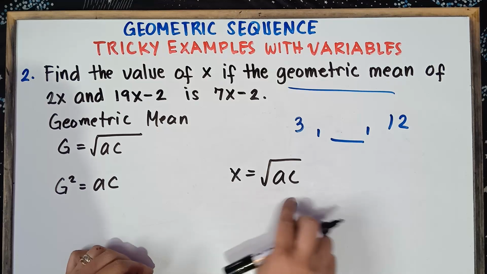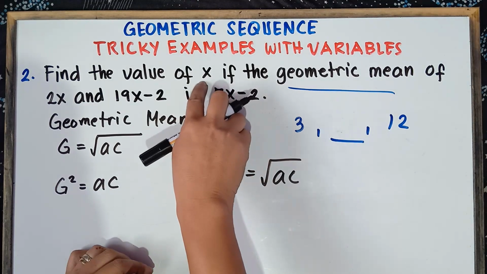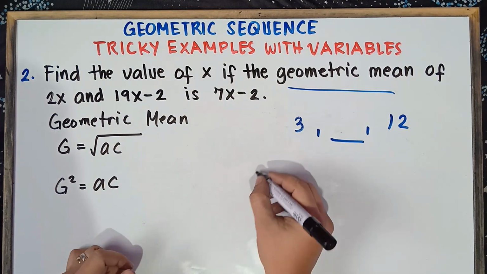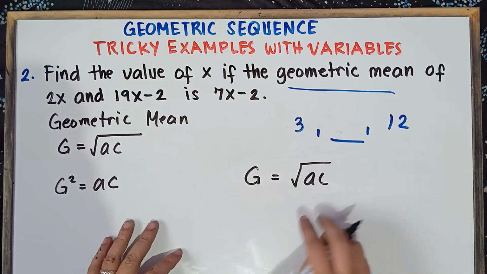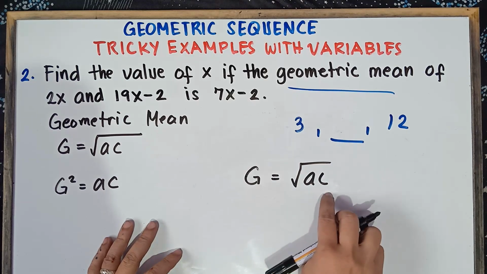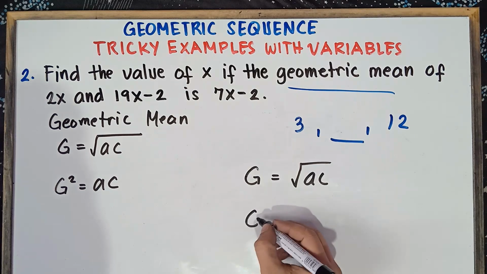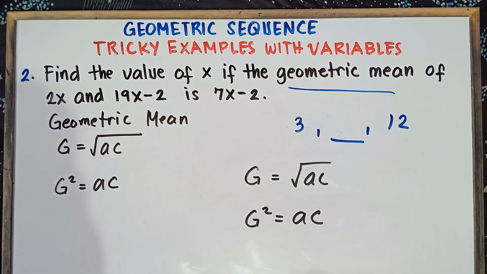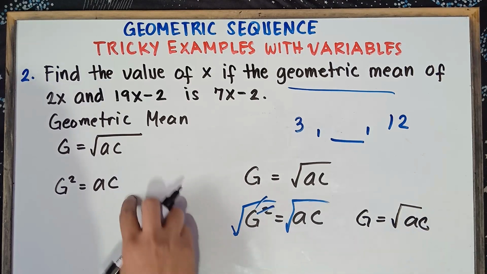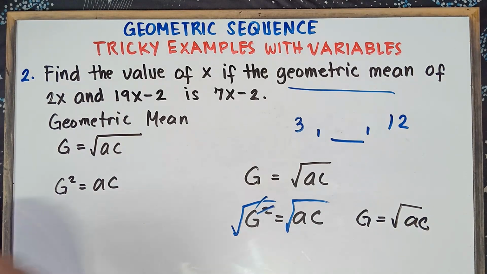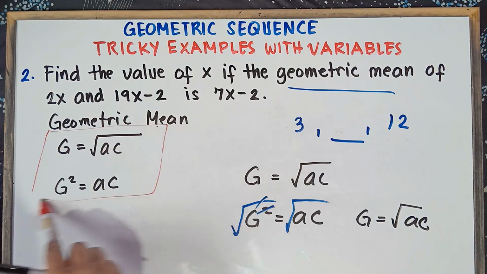But for us not to be confused, because we are told to find the value of X, let's just write G. That's okay, class. Geometric mean is equal to the square root of A and C, the product of the first term and the third term. Or we can write this one, G squared equals AC. Because if you want to get the value of G, you extract the square root of both sides, cancel this out. So G is equal to the square root of AC. So therefore, this is just the same.